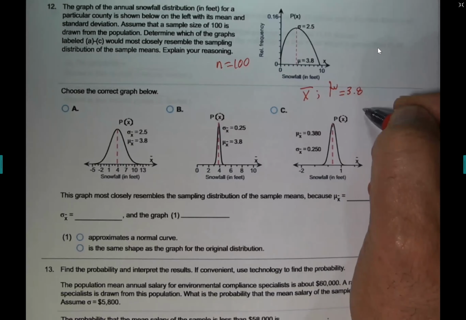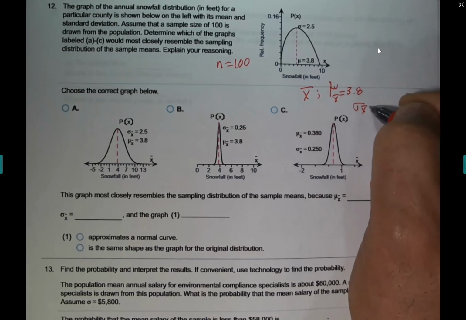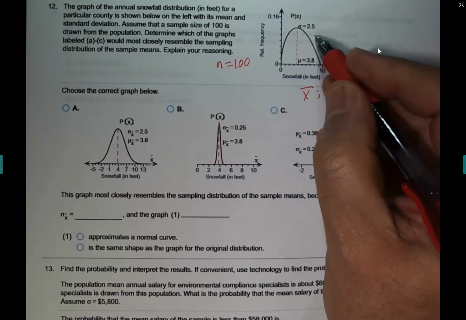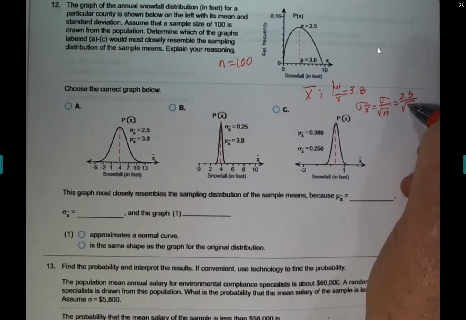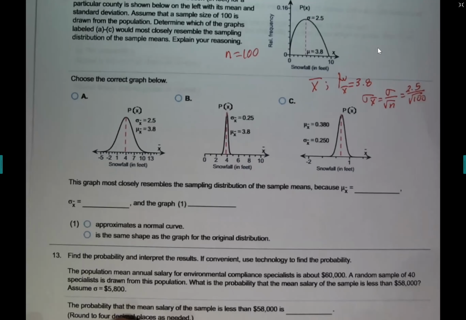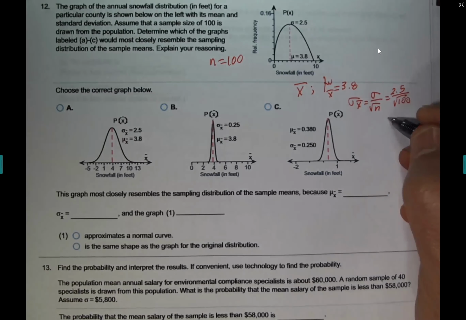But the standard deviation, so that's the mean of x bar. The standard deviation of x bar has to be sigma divided by square root of n. And what's my sigma here? 2.5 divided by square root of 100. And square root of 100 here is 10, so we should get 0.25.